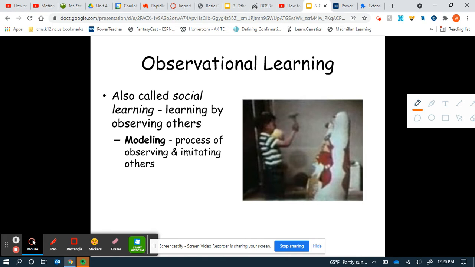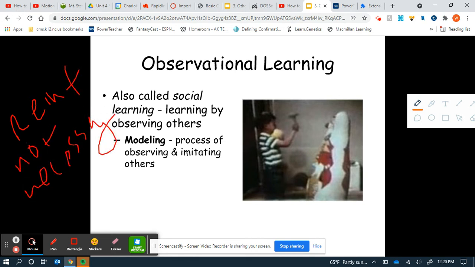It shows that reinforcement is not necessary. All right, reinforcement is not necessary for learning. Even animals, they have found, will just automatically imitate people that are older than them. It does show that there is cognition involved because you're making the choice to observe and to imitate others' behavior.